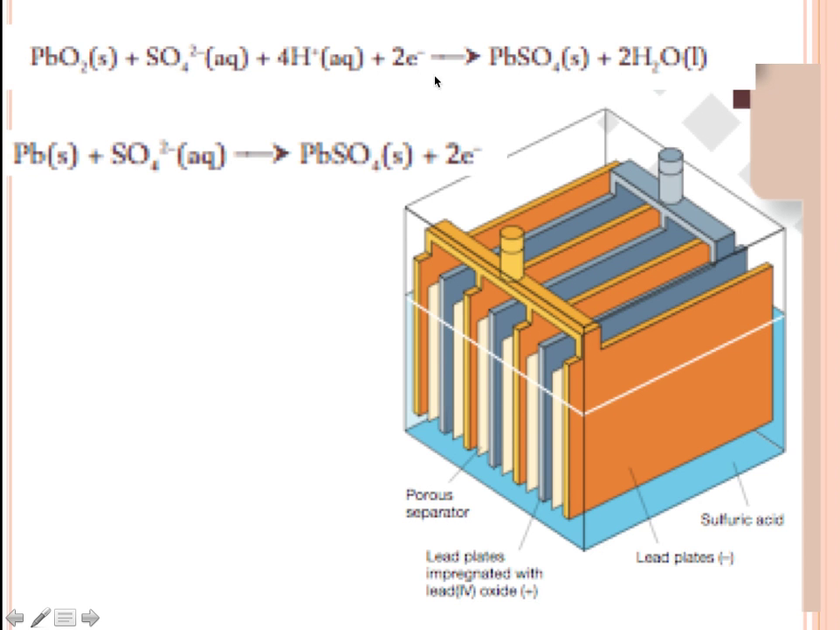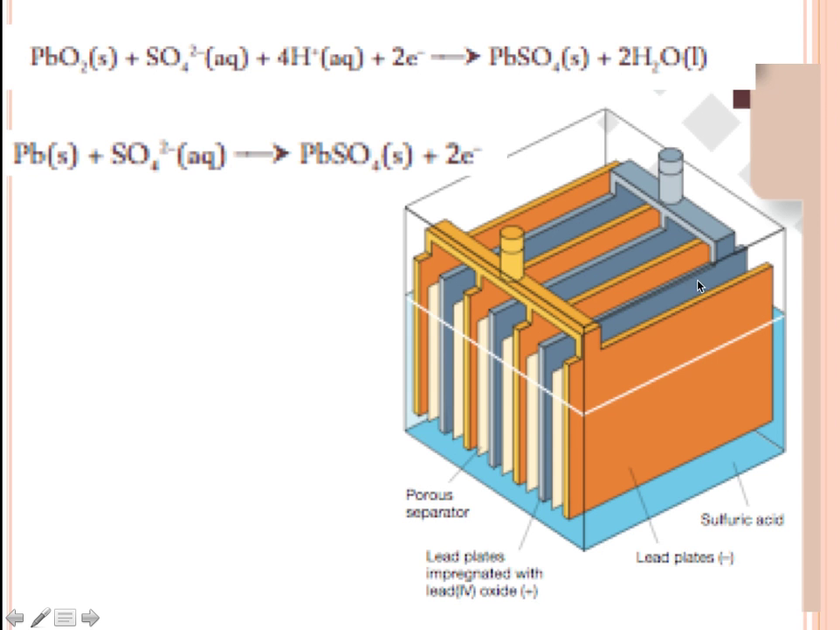So this is your reduction half reaction. Okay, we get lead oxide reacted with some sulphate ions and some hydrogen ions, and that, in case you're not recognizing that, is sulfuric acid. Yeah, split into its ions. And we're going to make lead sulphate and water. At the other one, we're going to have just lead metal with some sulphate ions to make lead sulphate. Okay, and electrons, of course, because this is our oxidation half reaction.